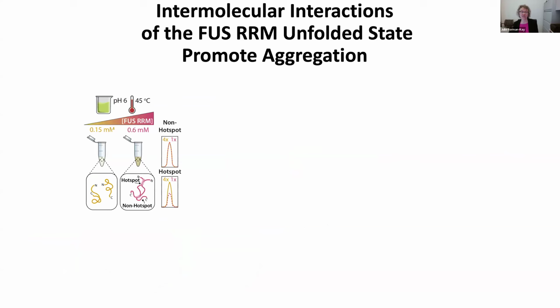So what are the interactions that drive aggregation? We did an experiment with a lower concentration of the RRM, 0.15 millimolar, and a higher concentration, 0.6 millimolar, at high temperatures, and looked at the NMR resonances. And if residues interact with each other, we call that a hotspot, and it is expected to give rise to broadening, where we would have a lower intensity if we normalize the spectra. And for residues that are not interacting, we would expect the peaks to overlap.